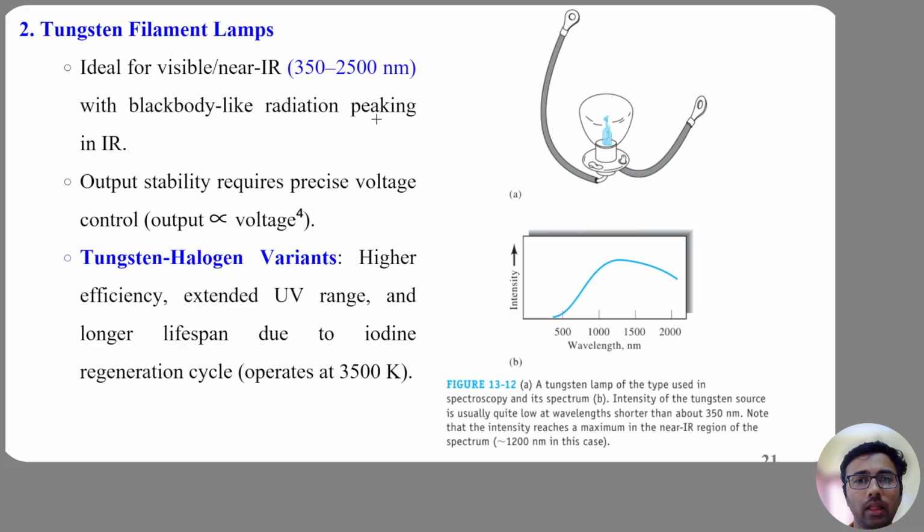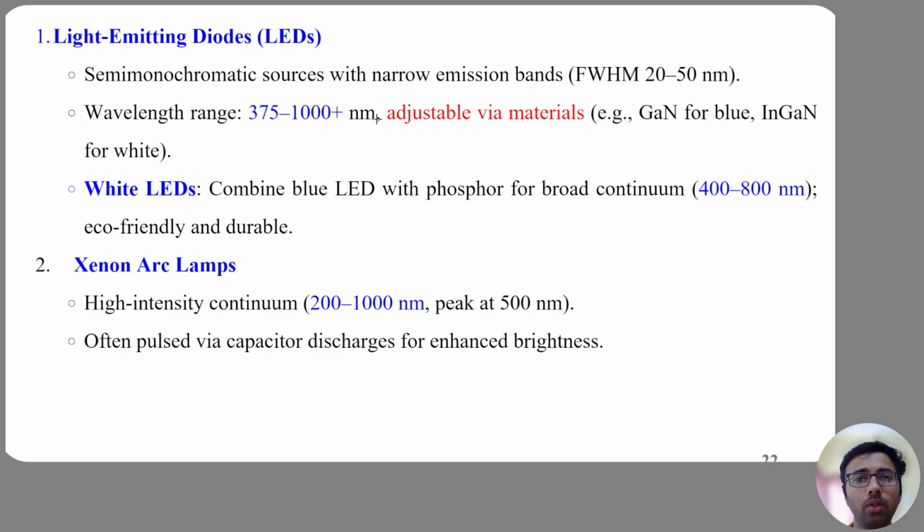Now let us examine what modern alternatives are available, which includes LEDs and xenon lamps. Advances in solid state physics have introduced new light sources. The first is light emitting diode or LED. Unlike continuum sources, LEDs are semi-monochromatic. They emit a relatively narrow wavelength band, typically 20 to 50 nanometers wide at half maximum intensity.